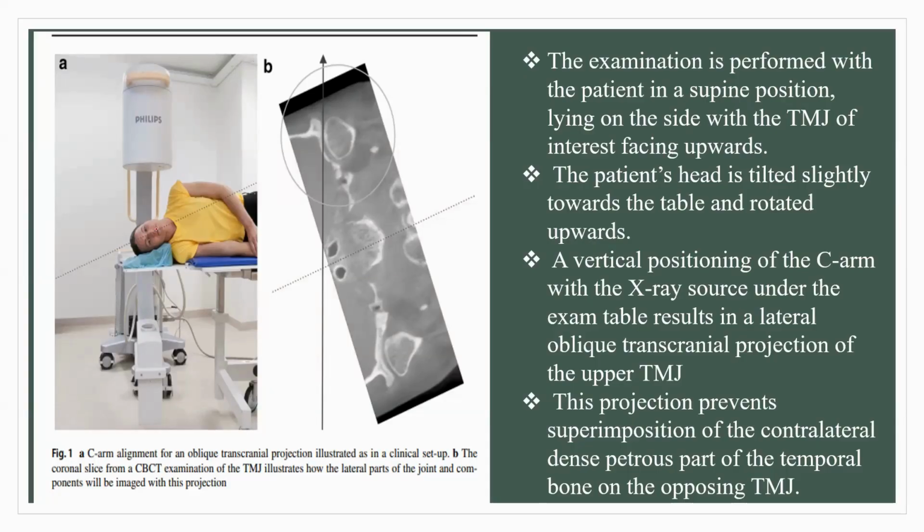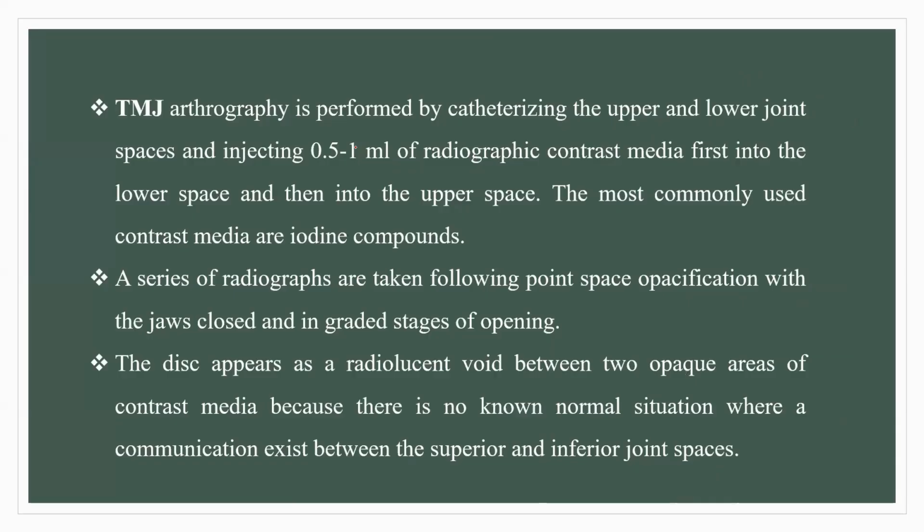The vertical positioning of the C arm with the X-ray source under the examination table results in a lateral oblique transcranial projection. So when we take the imaging, with the patient's head slightly tilted and rotated upwards, we get an oblique transcranial projection, something like this. You can see in this picture. It prevents the superimposition of the contralateral dense petrous part of the temporal bone. That is why we position the patient like this, and we get this oblique transcranial projection.